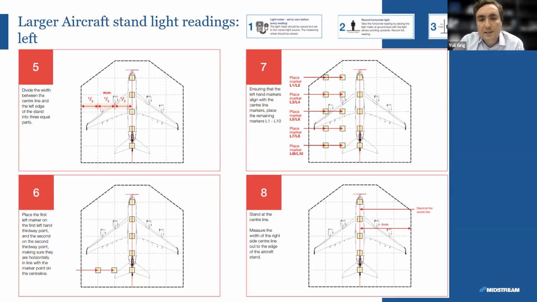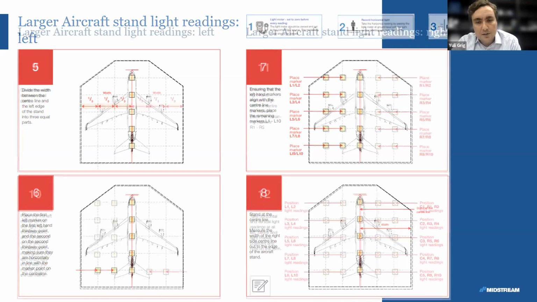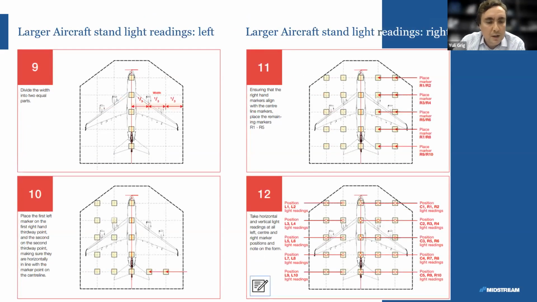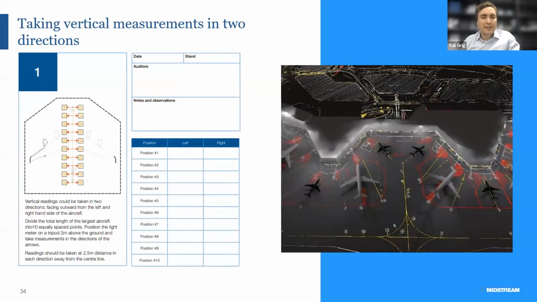Having done that, we can place our cones or markers on the left. So now we have 5, 5, and 5, and we repeat the same to the right-hand side. So take the width, divide it into 2/3, place the 2 markers and then the rest of them, and now we have basically the center lines, C1, C2, C3, C4, and C5. And then the left 1, left 2, and right 1, right 2 positions. So now we have 25 points, which we're measuring on the larger aircraft stands.